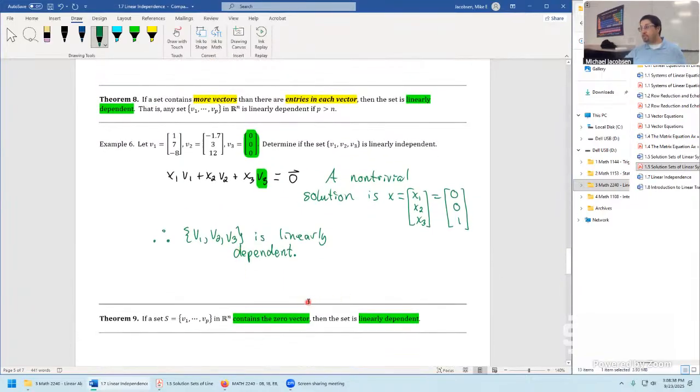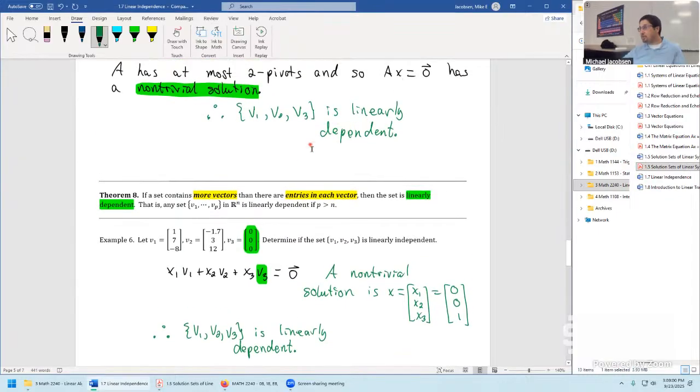The moment you see a 0 vector in your set, even if the first vectors are linearly independent, doesn't matter. Your set is automatically dependent just because of the presence of the 0 vector. So that's another nice theorem to have in our toolkit. We can just tell at a glance if our list of vectors has the 0 vector, the overall conclusion of dependence. So lots of theorems so far.